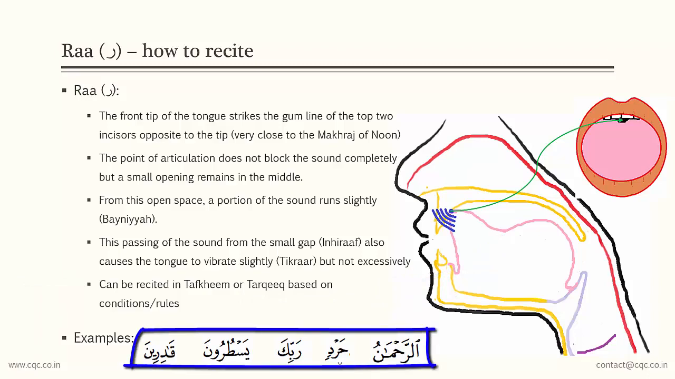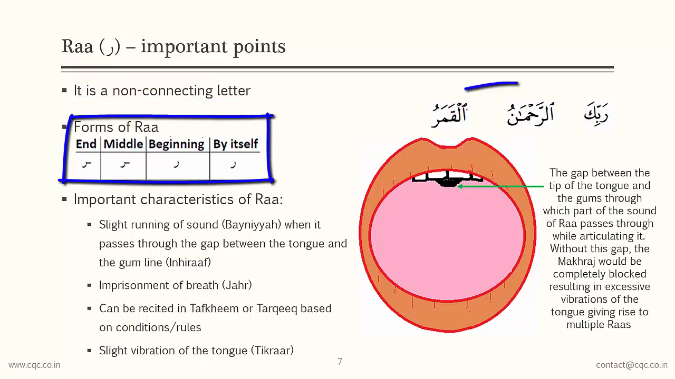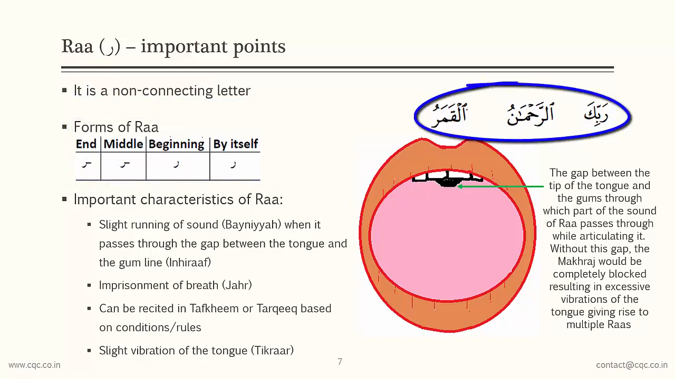Let's look at some examples. Ar-Rahmanu, Hardin, Rabbika, Yasturuna, Qadirina. Since Ra is a non-connecting letter, it will never connect to any letter that comes after it. The forms of Ra, as can be seen from these examples, are very clear and very easy to identify.